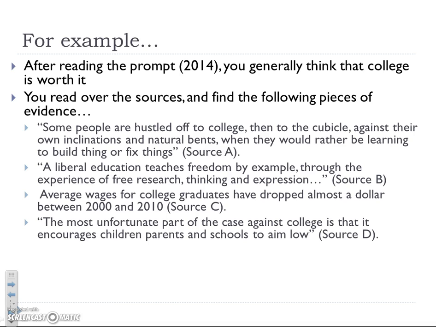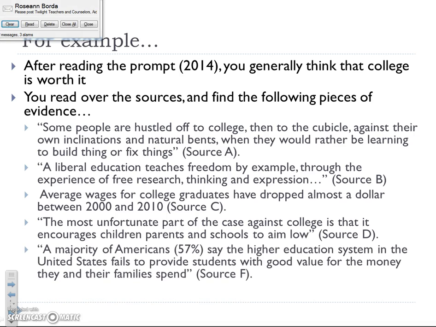This piece of evidence from source D states that the most unfortunate part of the case against college is that it encourages children, parents, and schools to aim low. This supports my idea that college is worth it, because it's arguing that going to college makes kids aim high or have high goals for their life.